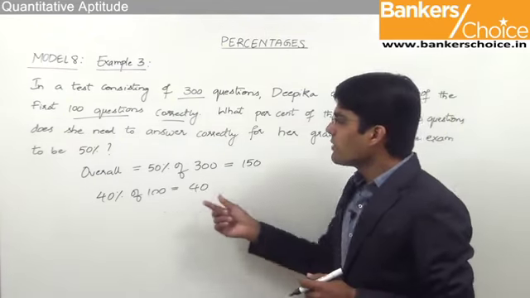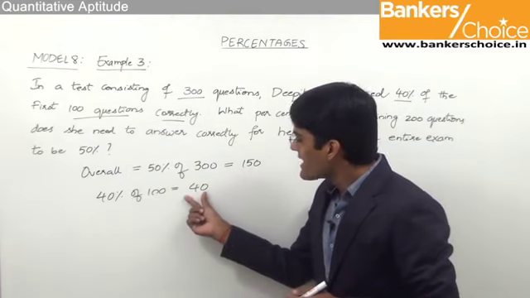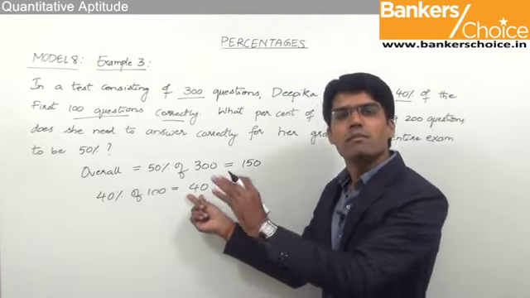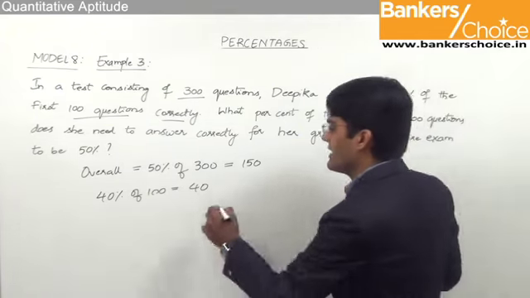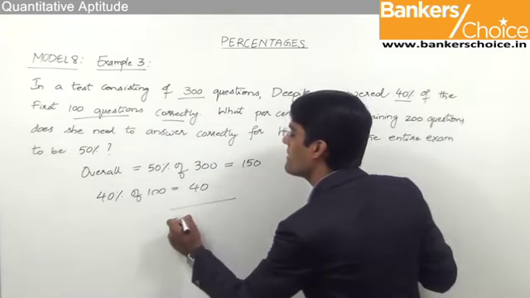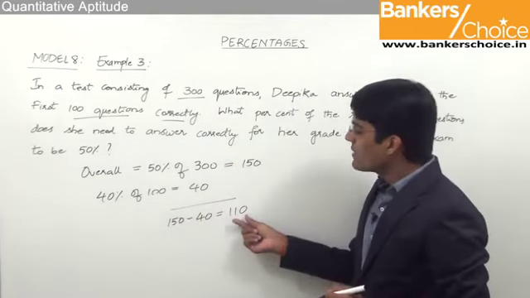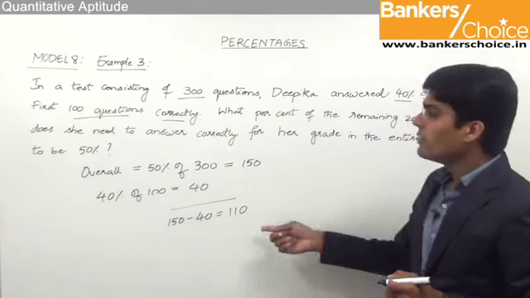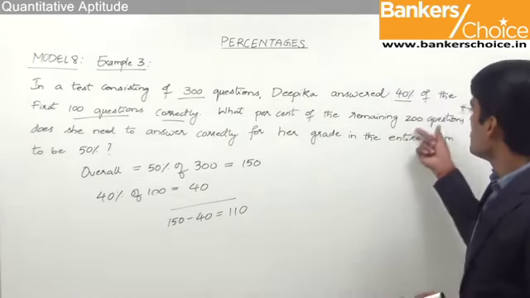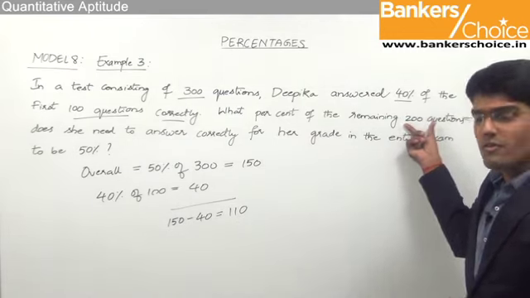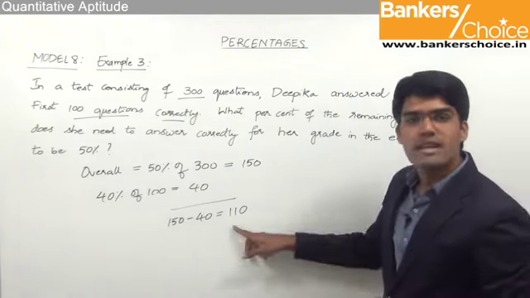So now we know that overall Deepika should answer 150 questions correctly, and already she has answered 40 questions correctly from the first 100 questions. That means there are 110 more questions. That is nothing but the difference of 150 and 40, which is equal to 110. So there should be 110 questions that she needs to answer correctly to get the grade of 50%. Now left out questions are 200. The remaining questions are 200. So very clearly out of these 200 remaining questions, 110 questions have to be correct.